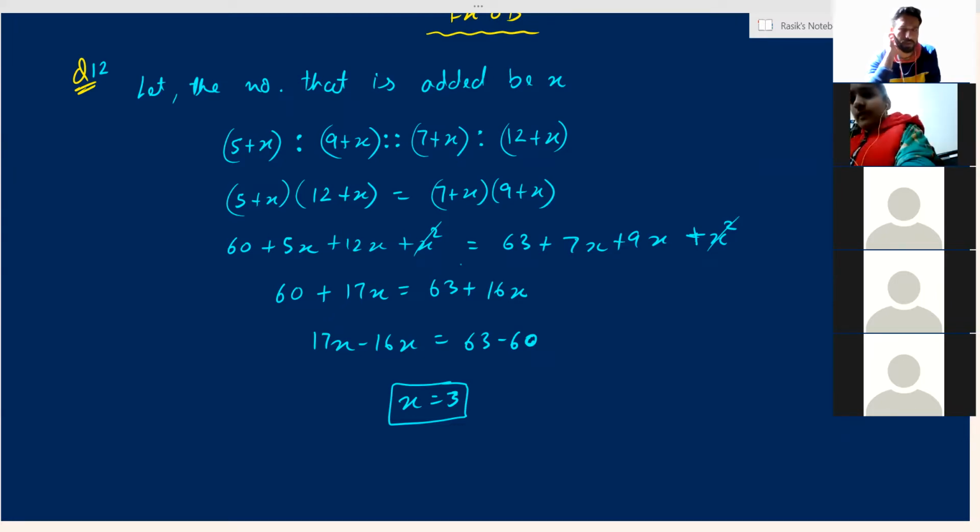The 13th is the same as the 12th. So you will try the 13th one in homework, but you will do it. Okay, the 13th one, definitely.